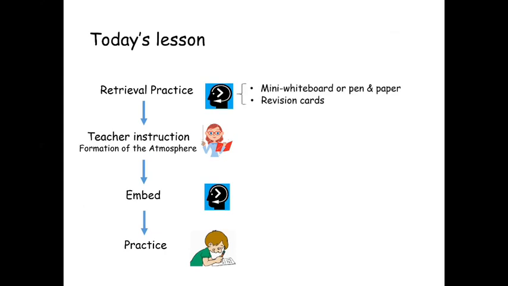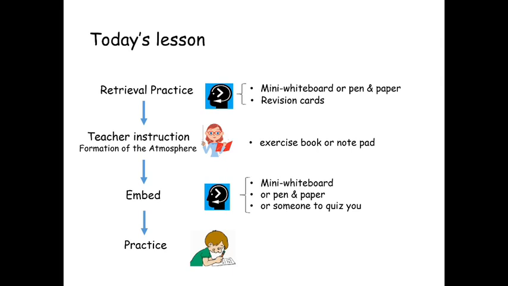What you're going to need is a mini whiteboard or a pen and some paper, possibly some revision cards for the retrieval practice, an exercise book or notepad to write down the new content, a mini whiteboard, pen and paper, or someone who can quiz you for the embedding, and an exercise book or notepad again for the practice work. Pause the video and get yourself organised.